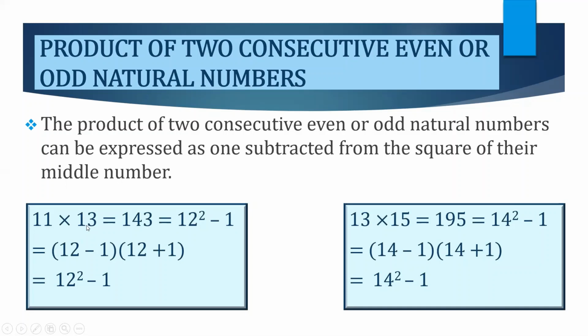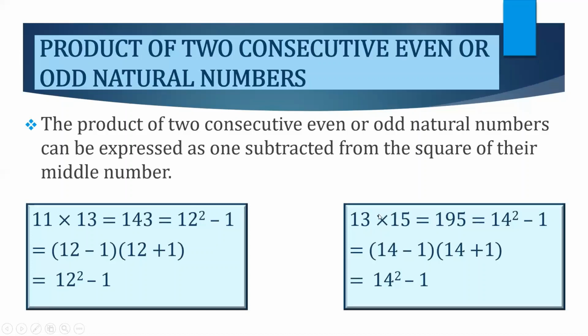Let's take the simple example of 7 and 9. We know that 7 and 9 are consecutive odd numbers. Then 8 lies between 7 and 9. Then I'll take the square of 8, which is 64, and 64 minus 1 is 63, and we know that 9 sevens are 63. So this is how you can find the product of two consecutive even or odd natural numbers when you're given very big numbers.